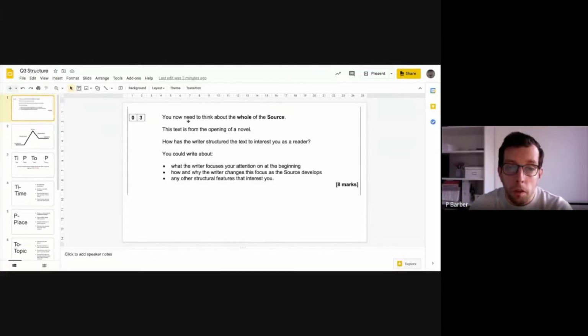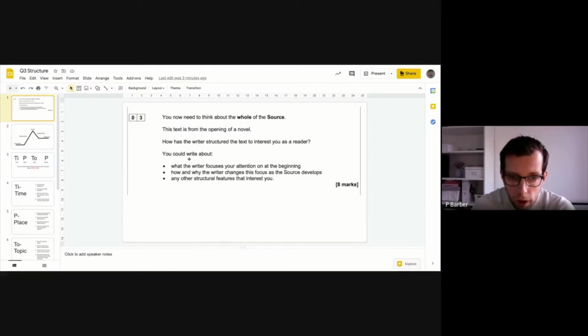You've now got to think about the whole of the source. That's significant. You are talking about the whole source, not an extract here. The expectation is you're going to refer to a range of evidence across that text. It's not necessarily going to be from one paragraph. It should be from beginning, middle, and end. They give you a little bit of context, that we know this is from the opening of a novel, and then ask how the writer has structured the text to interest you as a reader.